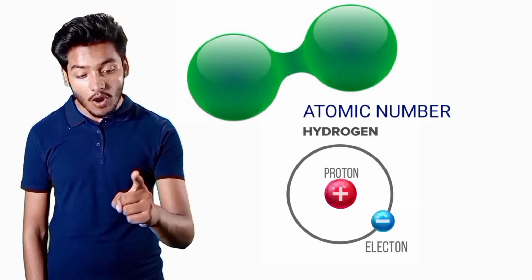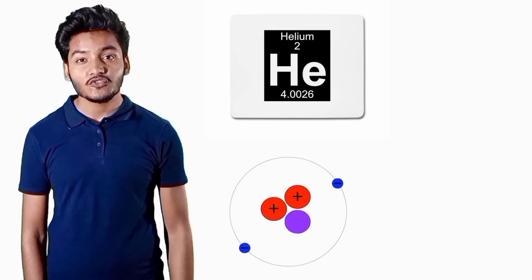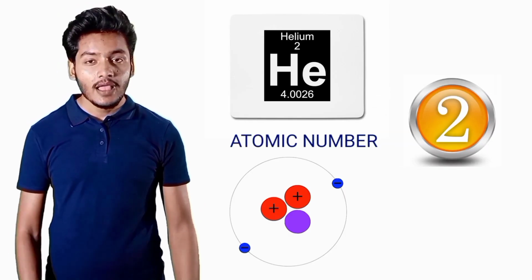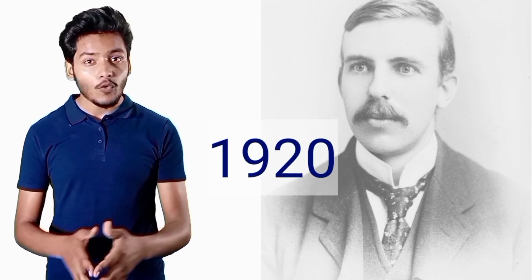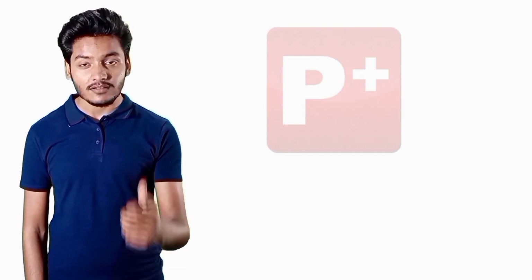Number of protons in the nucleus defines the chemical property of an element and is referred to as the atomic number. Like hydrogen atom has one proton, so its atomic number will be 1. Helium has 2 protons, so its atomic number will be 2. Proton was discovered by E. Rutherford in 1920 and we can represent it by P plus like this.